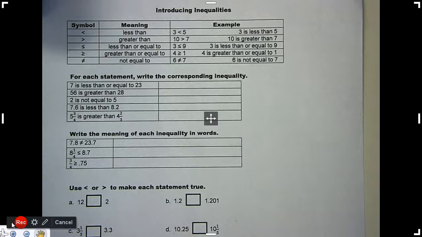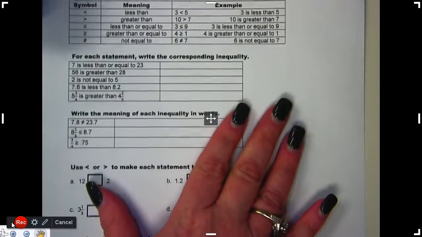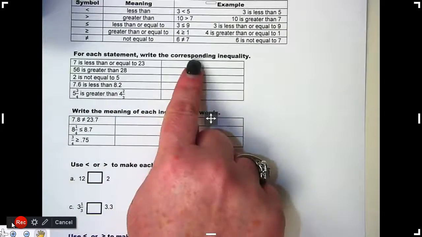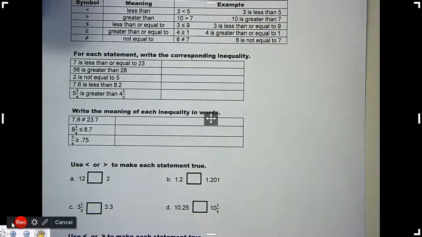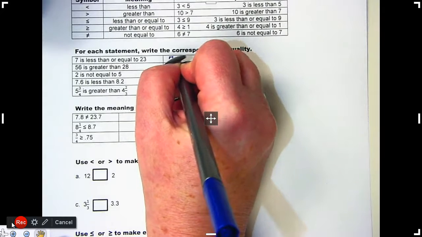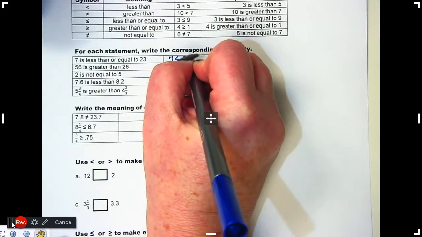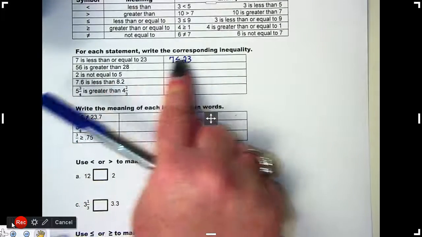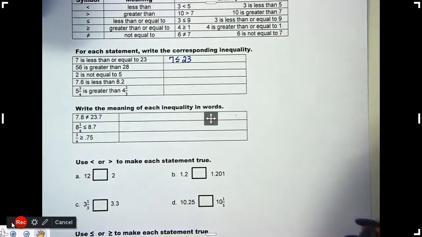All right, so for each statement, write the corresponding inequality. So here we need to change words into a math problem. 7 is less than or equal to 23. So what does that look like? It looks like this. 7 is less than or equal to 23. You need to be able to take words and change it to an inequality.